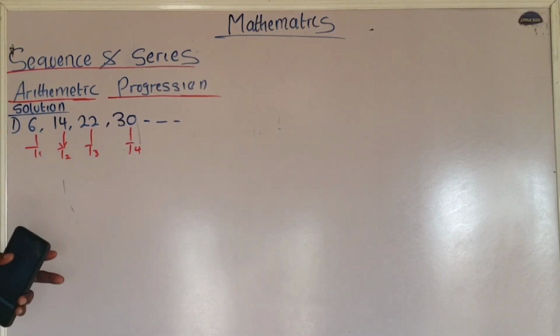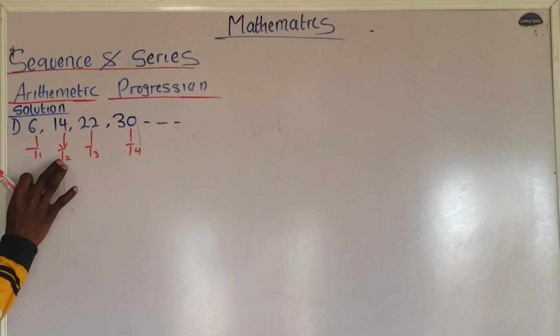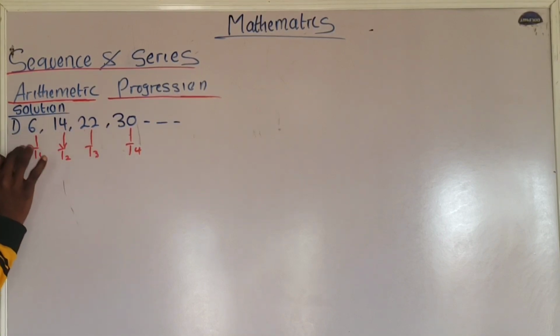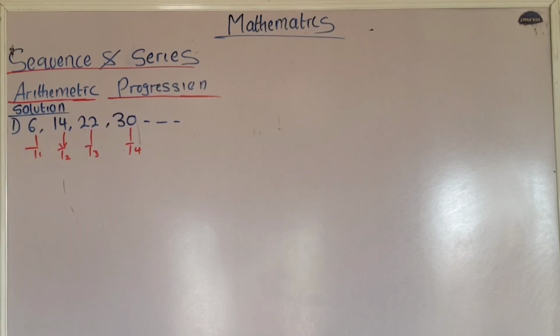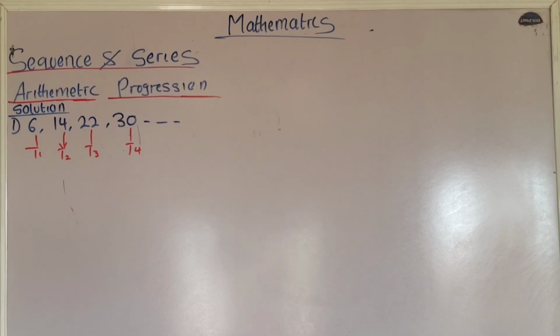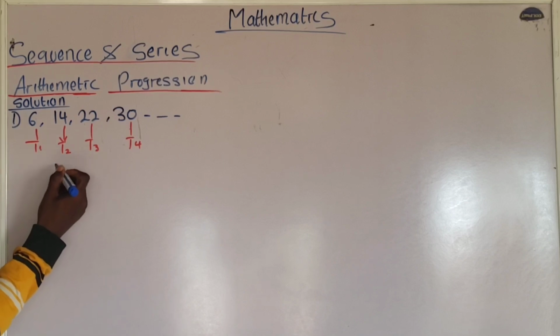Now, to find the common difference, all you have to do is choose any two successive or consecutive terms. If I choose the second term, I can pair it with the third term, or I can choose the first term and second term. Here, I'm going to use the first term and second term. The difference between the second term and the first term will give me the common difference. Just make sure the two terms you choose are successive. So I'm going to have D equals T2 minus T1.